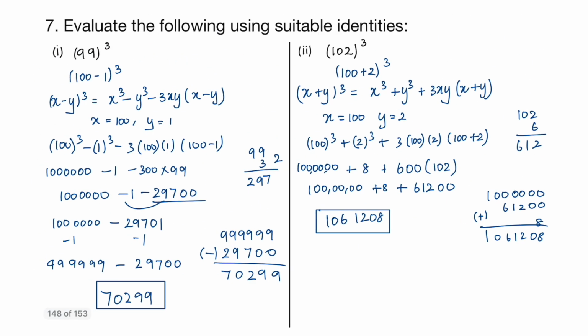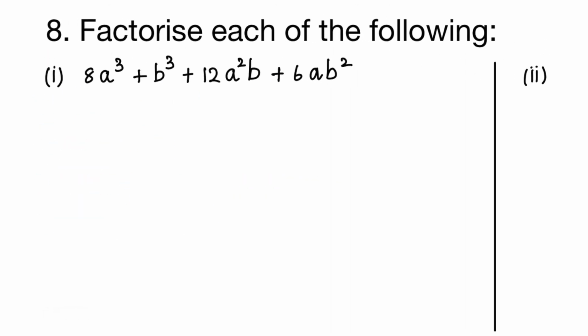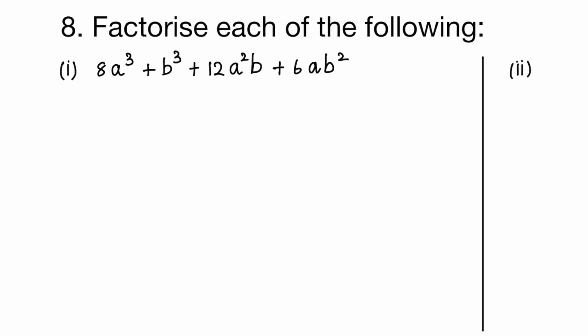Okay, nice and simple. Just these two identities, x minus y the whole cube and x plus y the whole cube. Moving on to the next question, factorize each of the following. Okay, so we have 8a cube plus b cube plus 12a square b plus 6ab square. Okay, so it's a cube plus b cube plus 3a square b plus 3ab squared form, right?